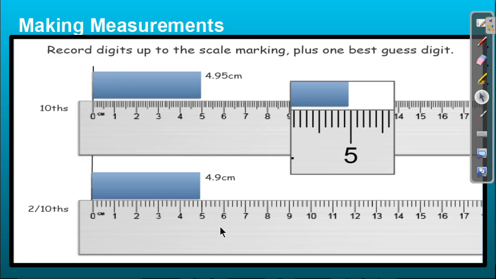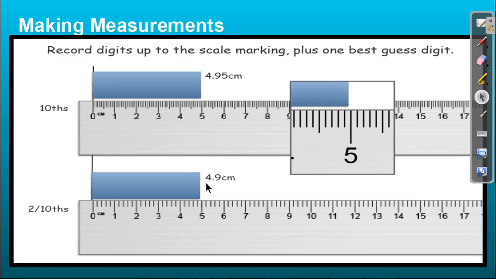Look at this scale right here. In this instance, the scale is accurate up to the unit, up to 4 centimeters, so up to here. The next digit is a guess, because I know this is 4.2, 4.4, 4.6, 4.8. But after that, I'm guessing, and I guess it was a 9.